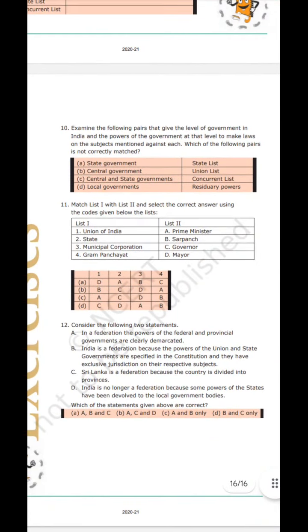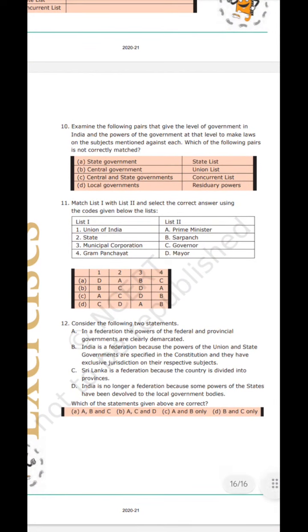Examine the following pairs that give the level of government in India and the powers of the government at that level to make laws on the subjects mentioned against each. Which of the following pairs is not correctly matched? State government, central government, central and state governments, local governments; state list, union list, concurrent list, residuary powers.